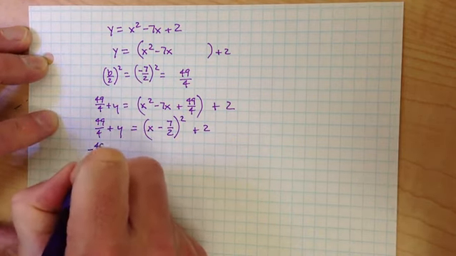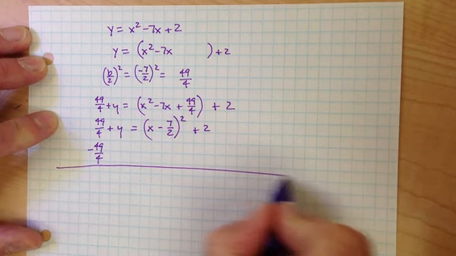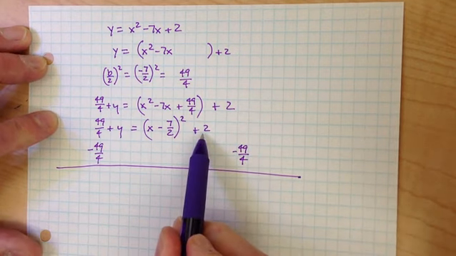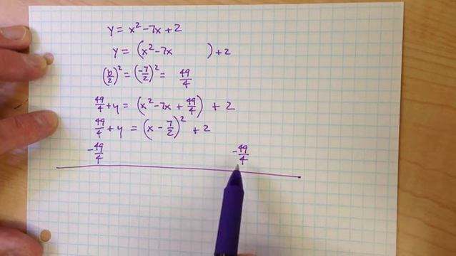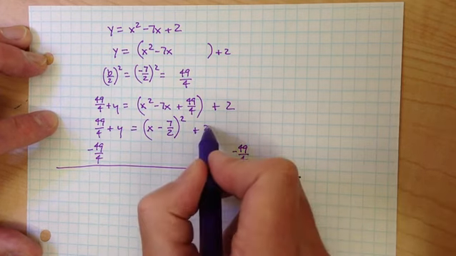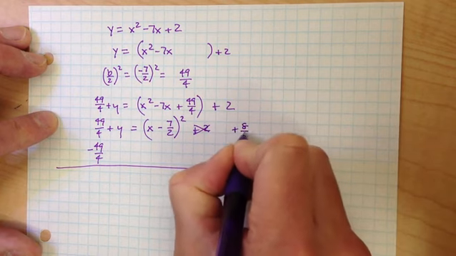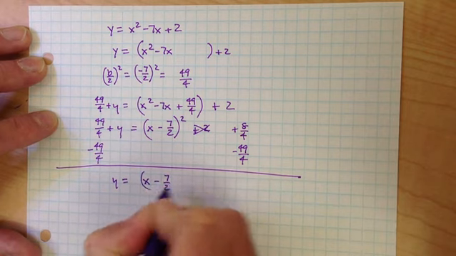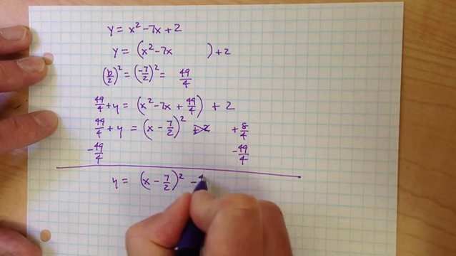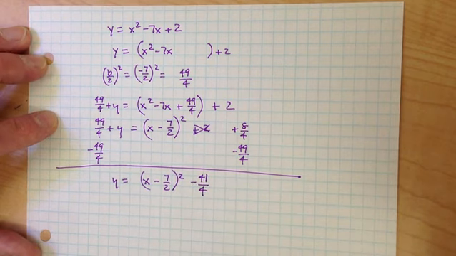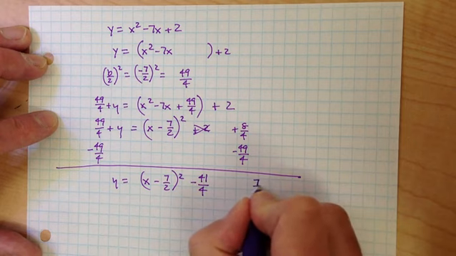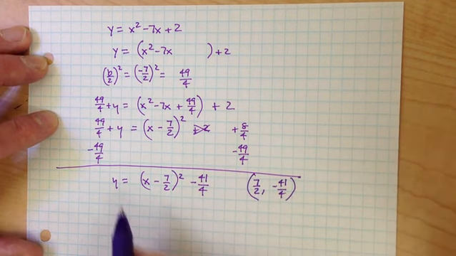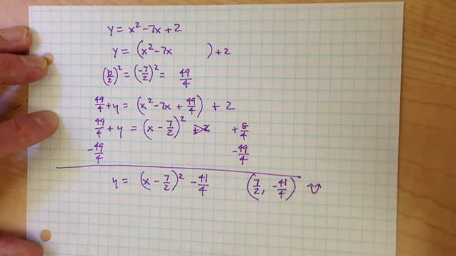We will now subtract 49 fourths from both sides of my equation. I need to have this represented as a fraction with a denominator of 4. So how many fourths are in 2? That would be 8 fourths. That cancels. Y equals x minus 7 halves squared minus 41/4. Vertex, opposite same, 7/2, comma, negative 41/4. A value is positive 1. My parabola opens up.